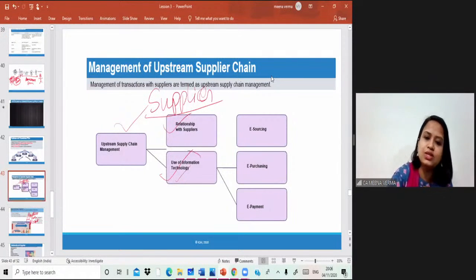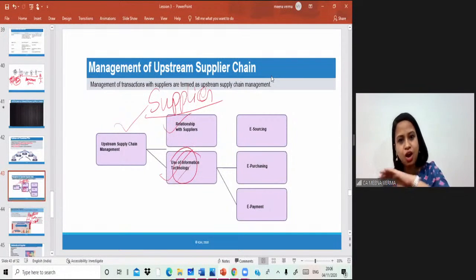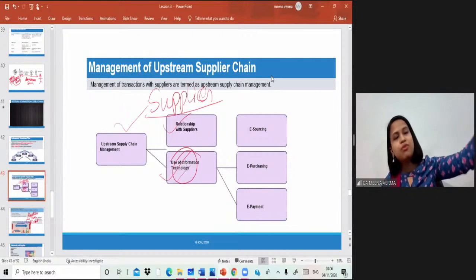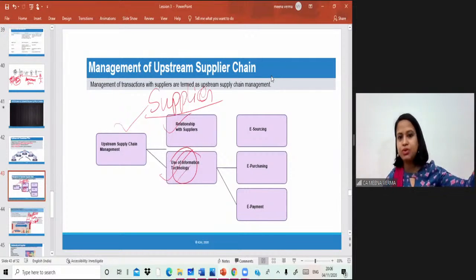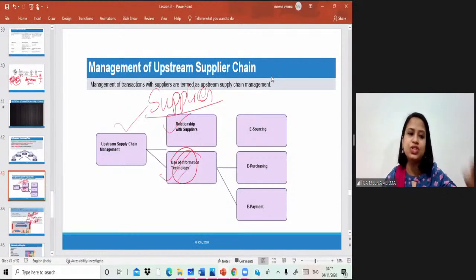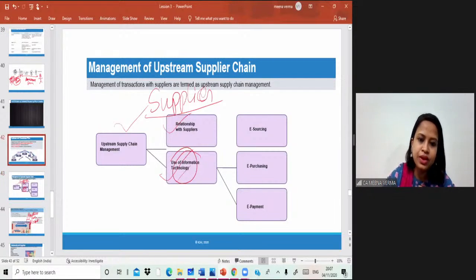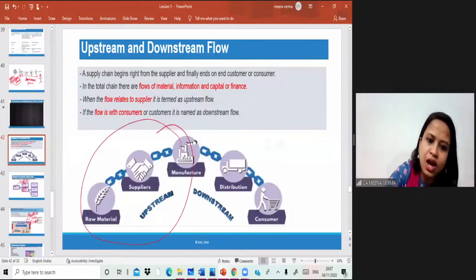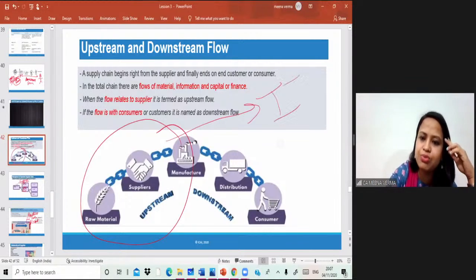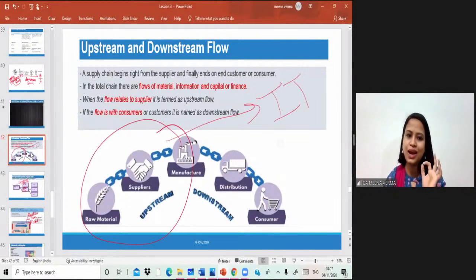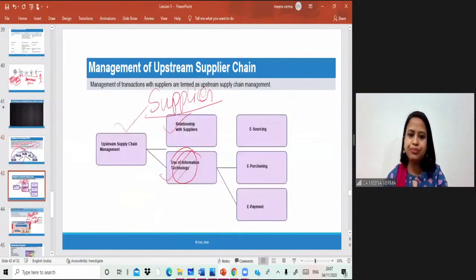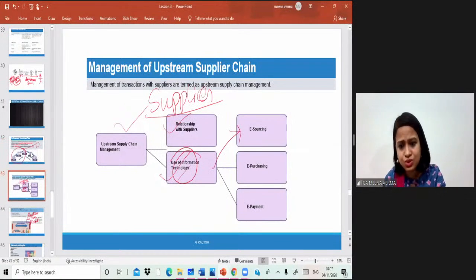Now the next is use of information technology. How do we use information technology in the upstream, meaning from raw material to the factory, where we buy the raw material from the supplier? How do we use IT at this place? They are saying we have 3 points: e-sourcing, e-purchasing, e-payment.